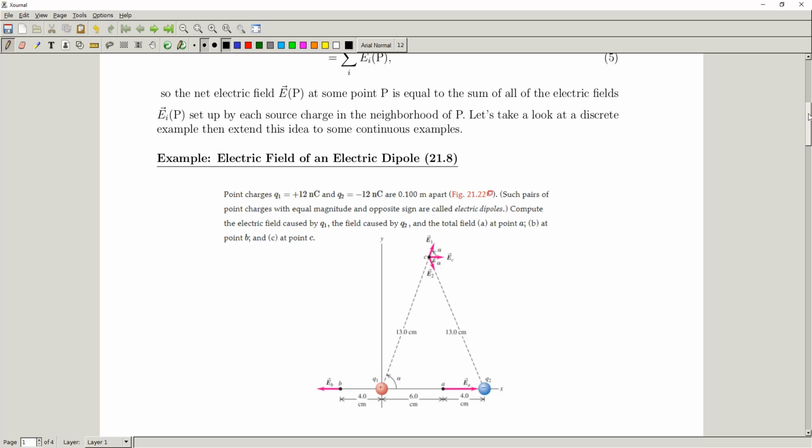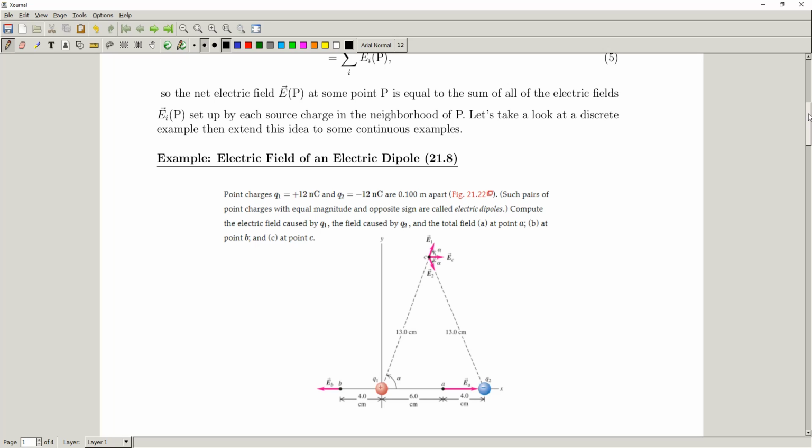So let's get right into the example here. So we have 2 point charges, Q1 and Q2. They have charges of 12 nanocoulombs and minus 12 nanocoulombs on them. They're separated by 10 centimeters, as we said before, so 0.1 meters.